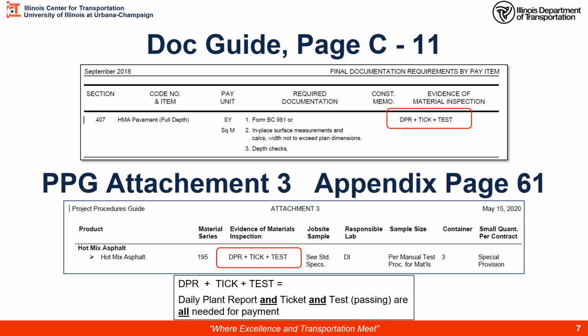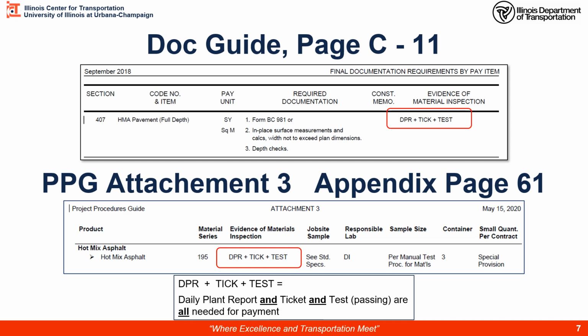Looking at the dock guide in section C provides a list of the most common materials that are used on job sites. If you look on page C11, you can see here we have HMA, hot mix asphalt pavement, full depth. The first column in section C is the section of the spec book, and it gives the 3 digits of the section, which correspond to the first 3 digits of our pay item numbers.